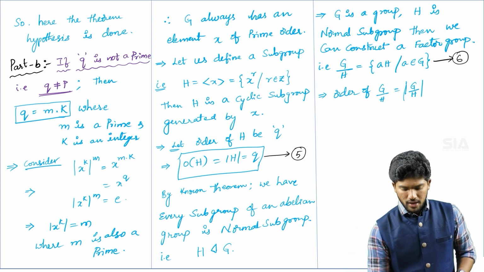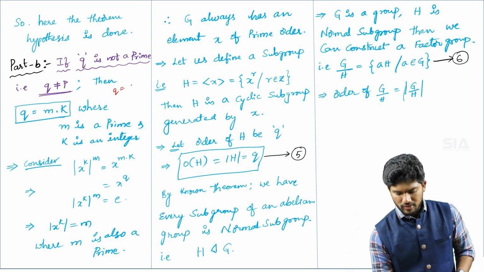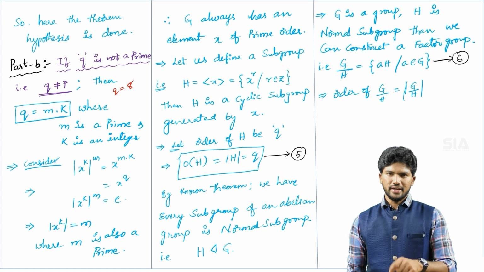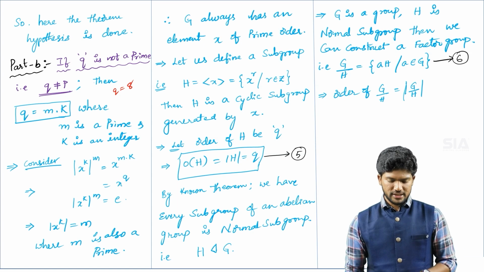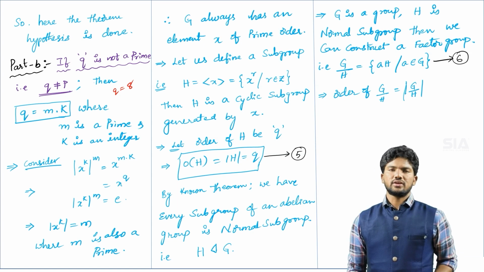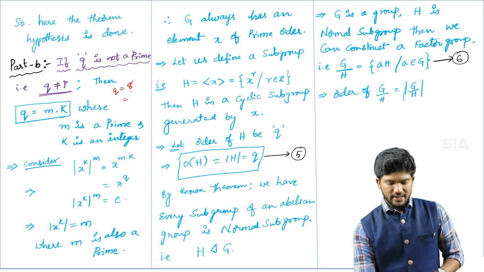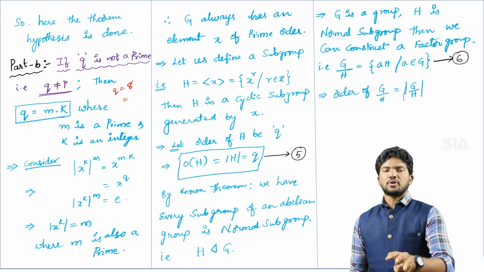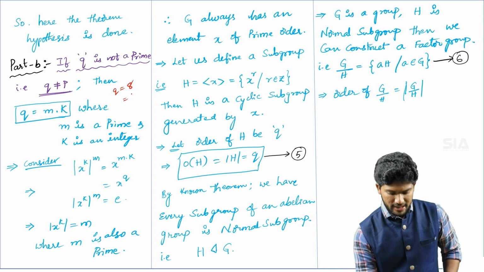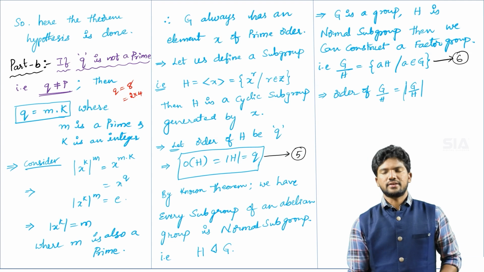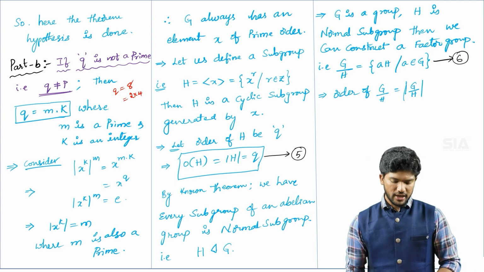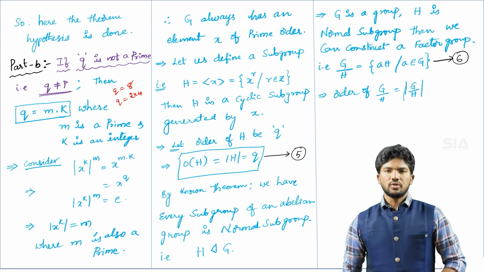For example, if you take q is equal to 8, instead of q is equal to 7, then this 8 can be written as a product of primes. That means 2 into 4 you can write. Therefore q is equal to 2 into 4.